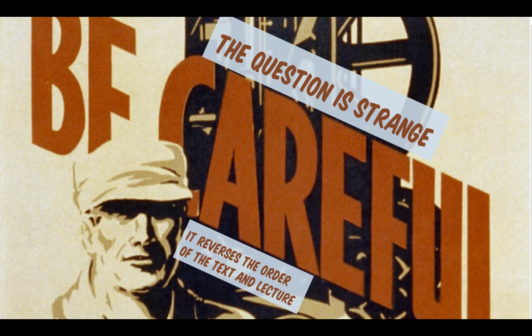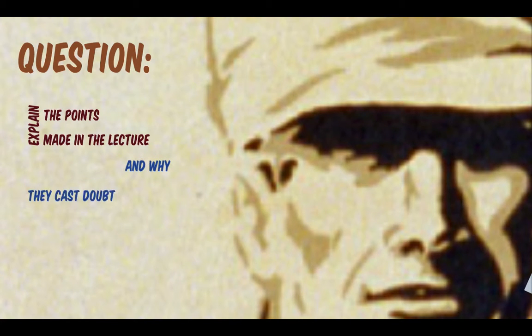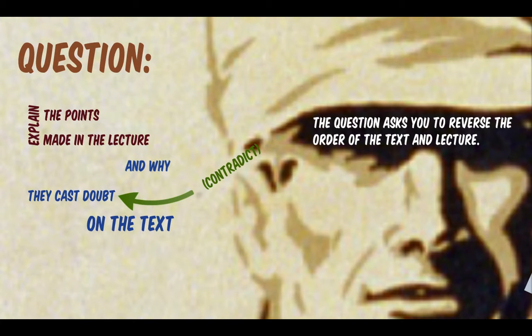Okay, now you need to be really careful with the question because the question is very strange. It changes the order of the text and the lecture, and it's not going to be totally obvious why that's strange for another minute, so don't worry. Here's what the question looks like. Explain the points made in the lecture and why they cast doubt, which means to contradict, on the text.